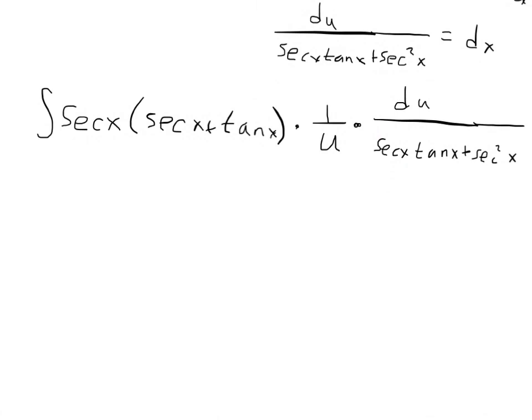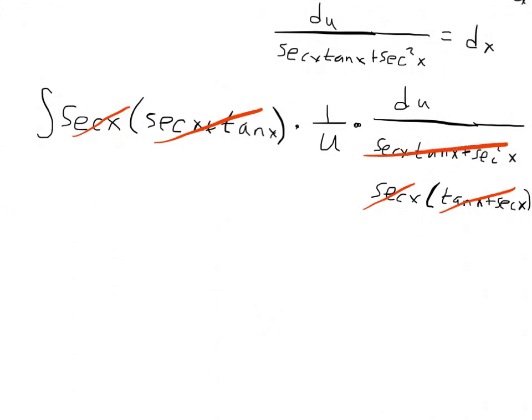And to be honest, if you stuck around this far, you can probably see it. This thing here could be factored, right? I mean, you could factor a secant x out of that. You'd be left with secant x times tangent x plus secant x. But wait a minute. Isn't that the stuff that I need to cancel with this stuff? And so really, all this stuff cancels out, and all that's left is the integral of 1 over u du.